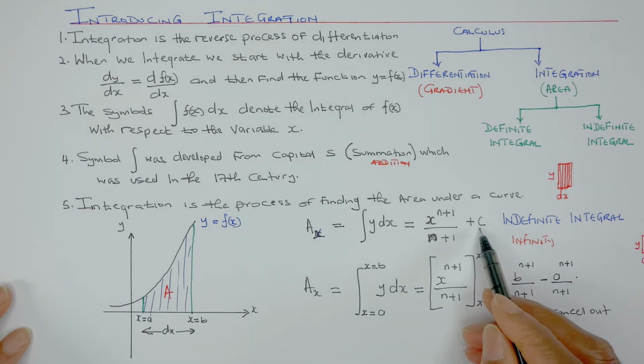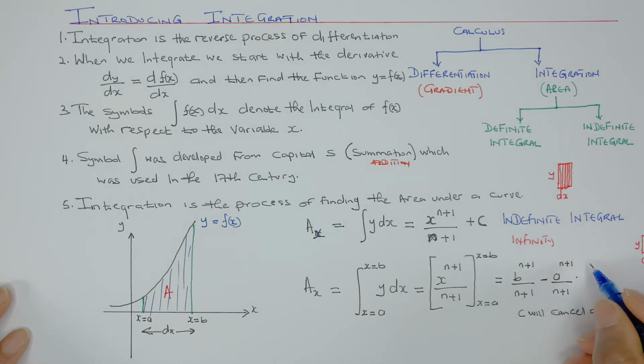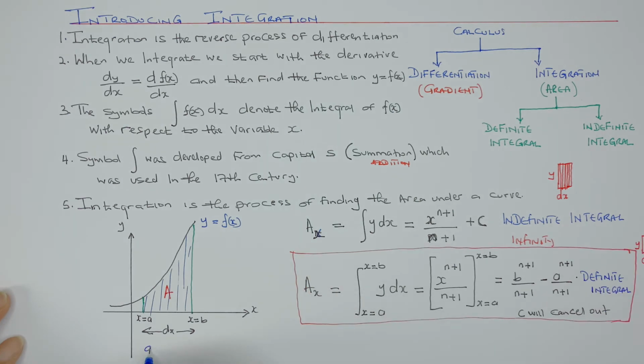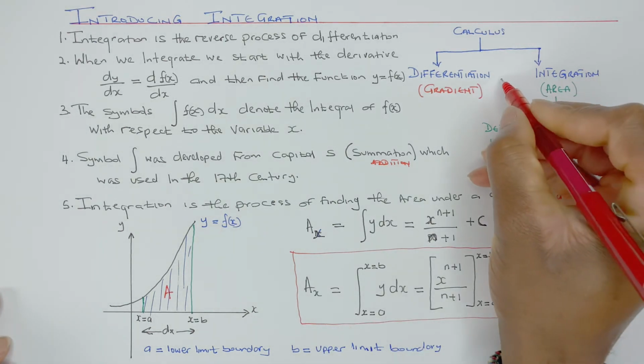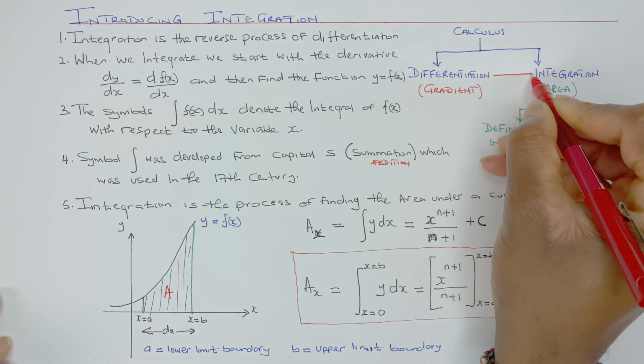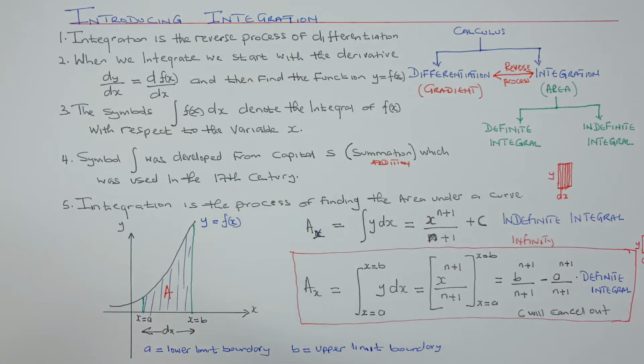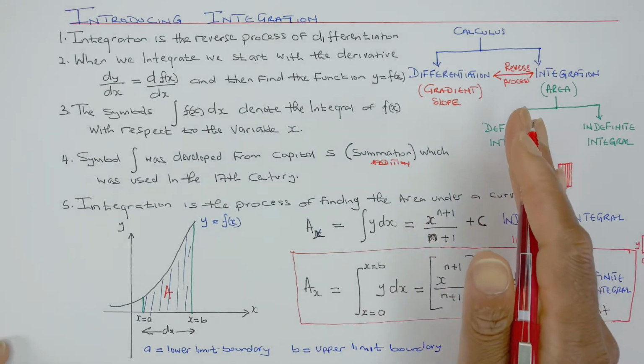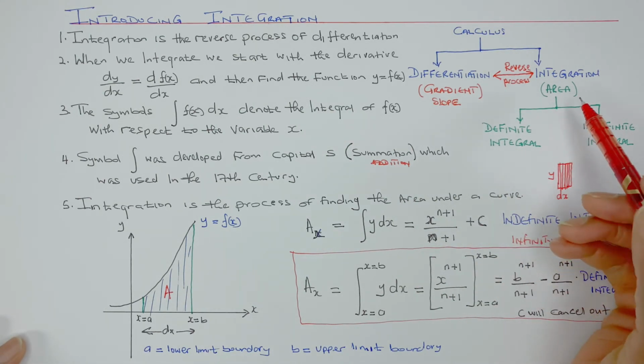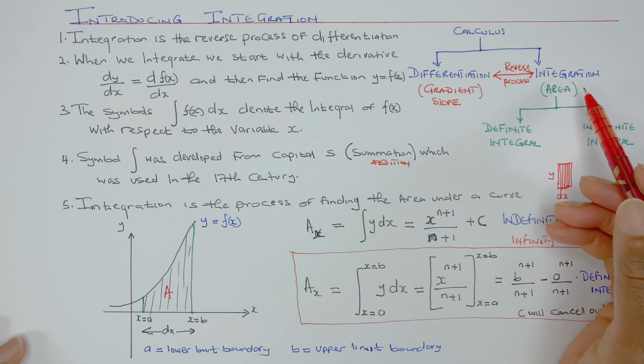As you know here, c is a constant. So this one here is the definite integral. a is the lower limit boundary and b is the upper limit boundary. Yes, integration and differentiation are reverse processes. Differentiation is finding the slope of a curve, and integration is finding the area under a curve.